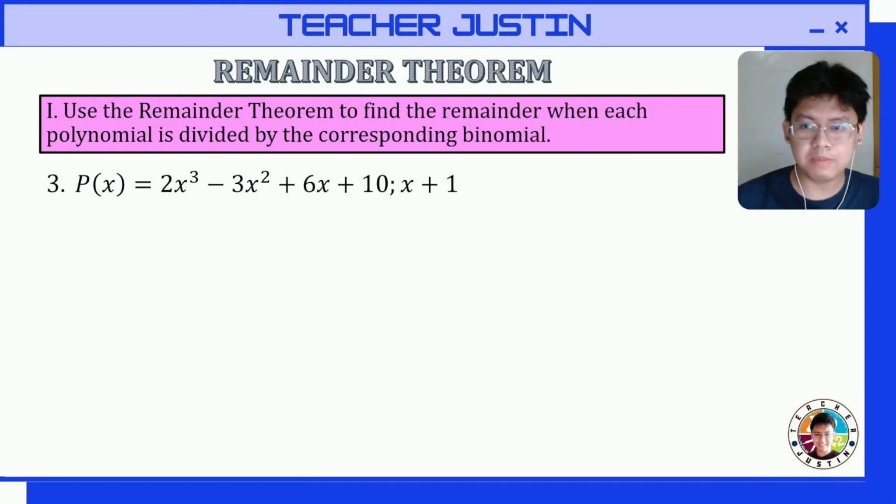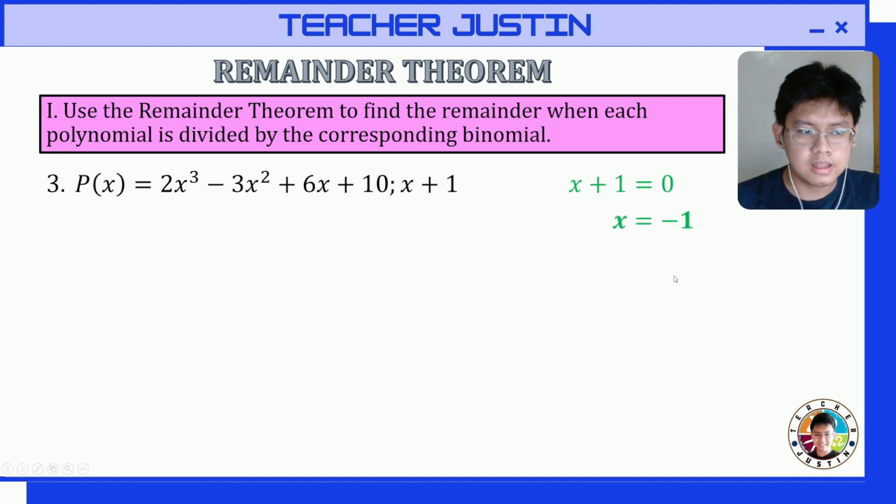Okay, let's use the remainder theorem to find the remainder of the polynomial divided by the binomial x plus 1. So, ang first step natin in using the remainder theorem is to copy our binomial and equate it to 0. Tapos, we transfer our constant term to the other side, change the sign. That will give us negative 1. So, the value of x is negative 1. So, ang gagawin natin to identify our remainder is to replace all variable x by negative 1.